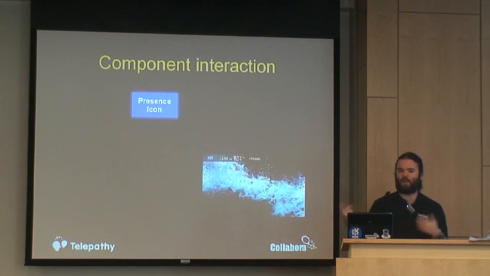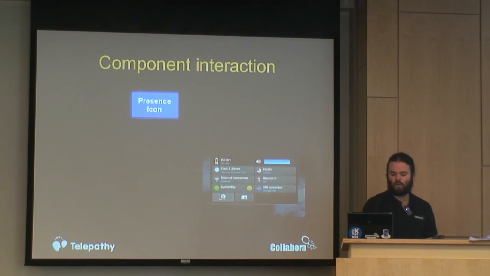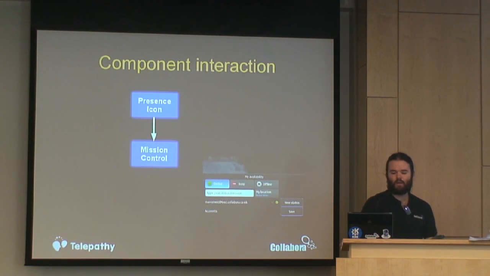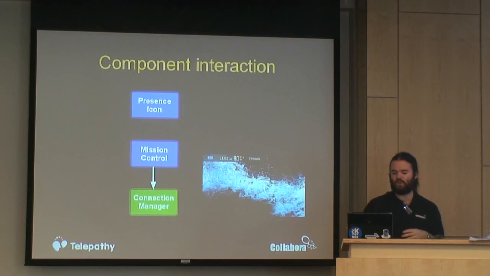So I just want to run through using Maemo, because in Maemo everything is separate, so it's pretty easy to see how the different Telepathy parts work. You turn on your availability to online, and that starts mission control, which in turn talks to all your connection managers and tells them to go online.